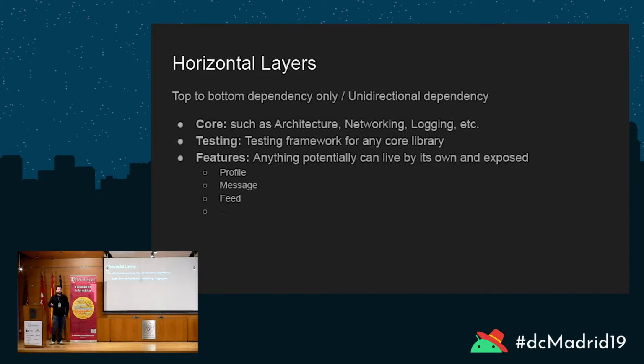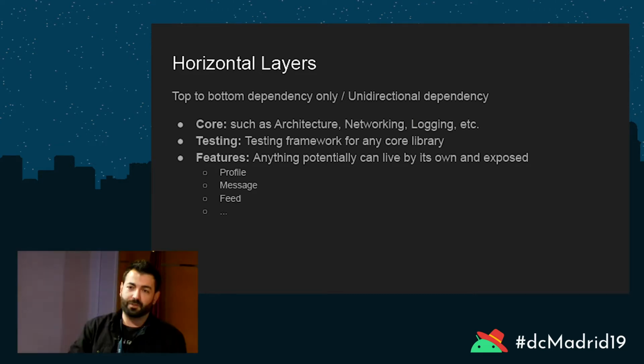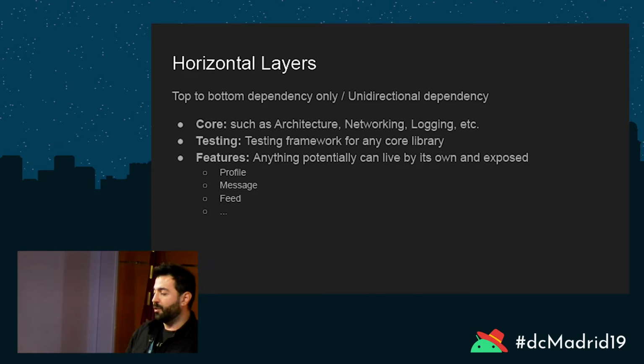So let's think about layers. Basic examples; this is completely an example. You can use your own layers, however you want to shape them. Let's think about a core, which might contain architecture, networking, logging, etc. Then you might have a testing layer on top of the core to provide testing infrastructure for the modules in the core layer. And then you might have the features layer on top so that you build your features. It can be anything that can potentially live on its own. It can be a profile, a message, a feed, or anything else that your application has.